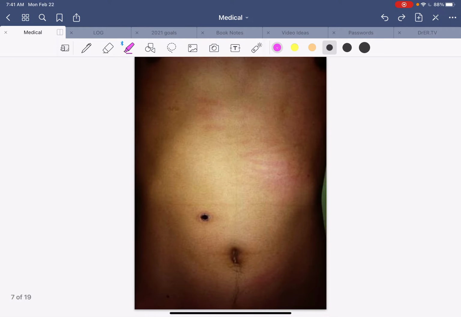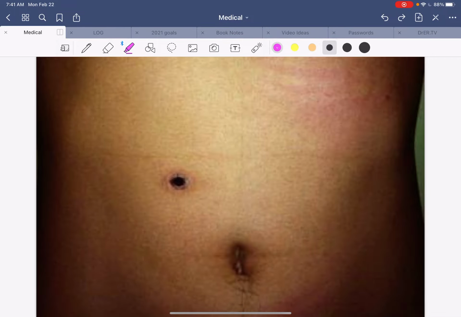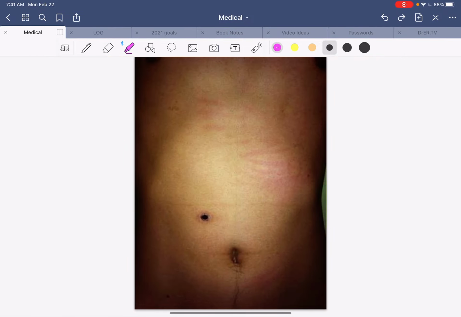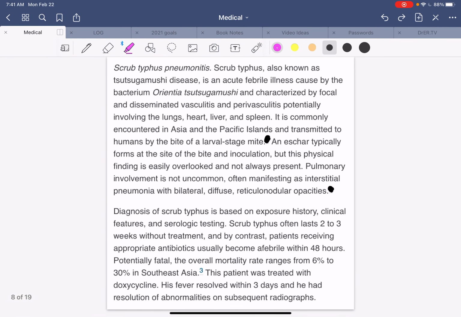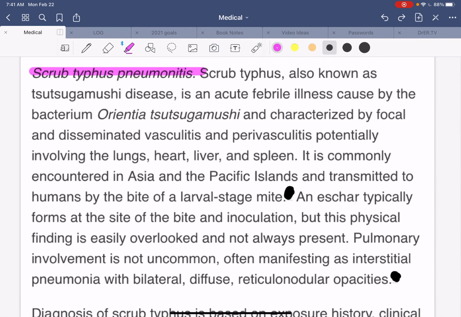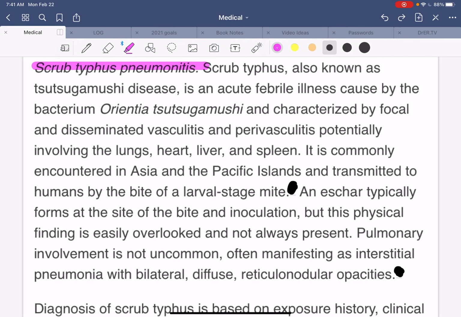So this is a lesion that was present on the abdomen, a little eschar or black kind of scab. And here's the diagnosis: scrub typhus pneumonitis. Scrub typhus, also known as Tsutsugamushi disease, is an acute febrile illness caused by the bacterium Orientia tsutsugamushi and is characterized by focal and disseminated vasculitis or perivasculitis, potentially involving the lungs, heart, liver, and spleen.